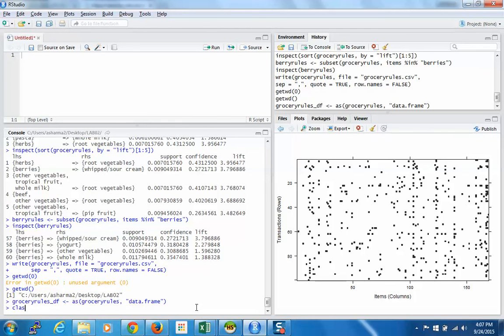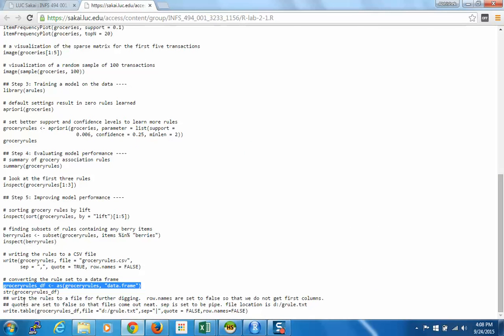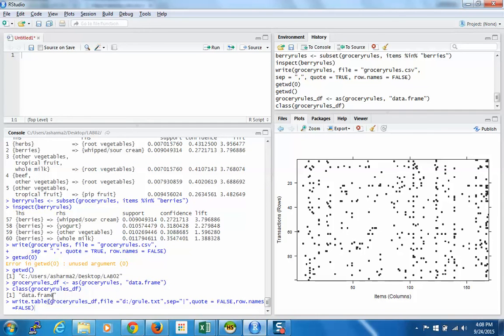So now if I do class on it, and this is not related to association rules, just to give you some practice on conversion of the data types, something that we talked about in lab one. But if you keep doing it, it will become your second nature. Okay, so once I do class, it's a data frame. And you can also write a data frame, if you want to, in this way into a local text file. So what I'm doing here is I'm saying write.table, and write.table will write this table, which is a data frame.